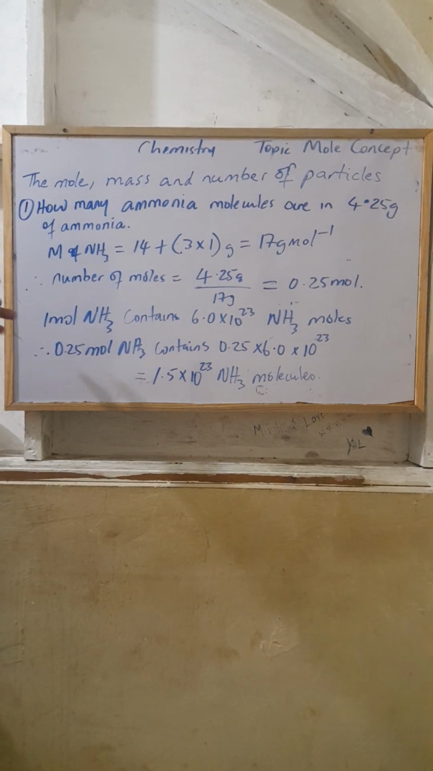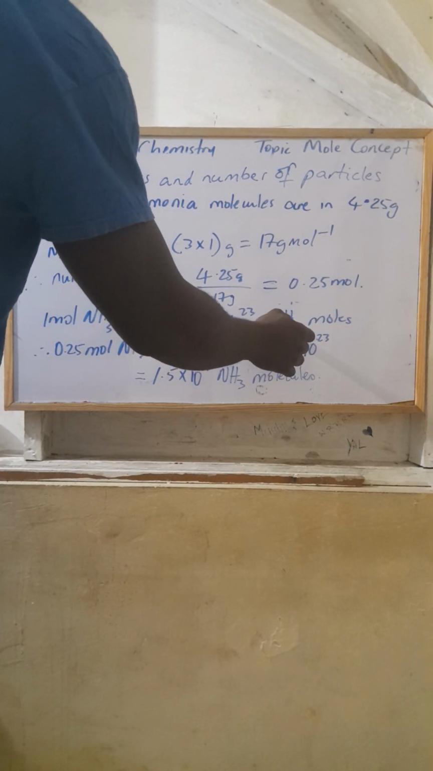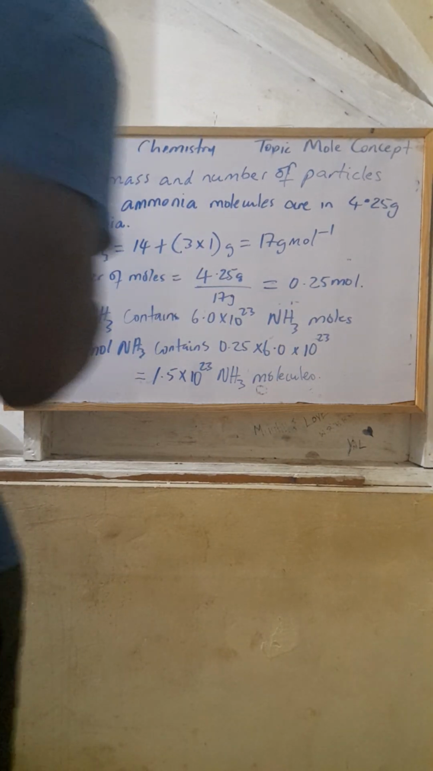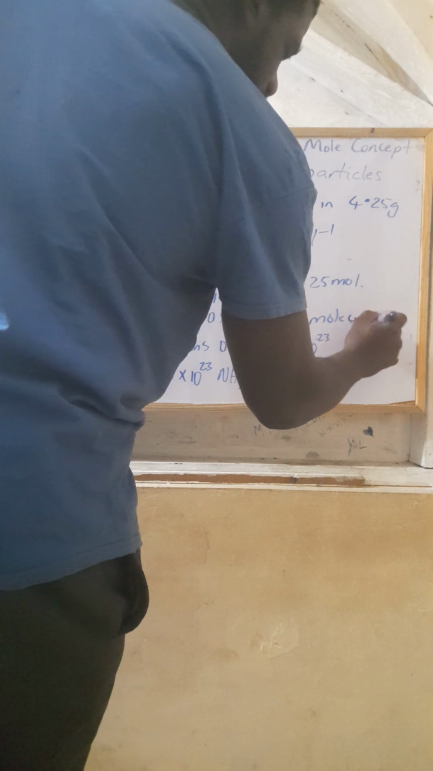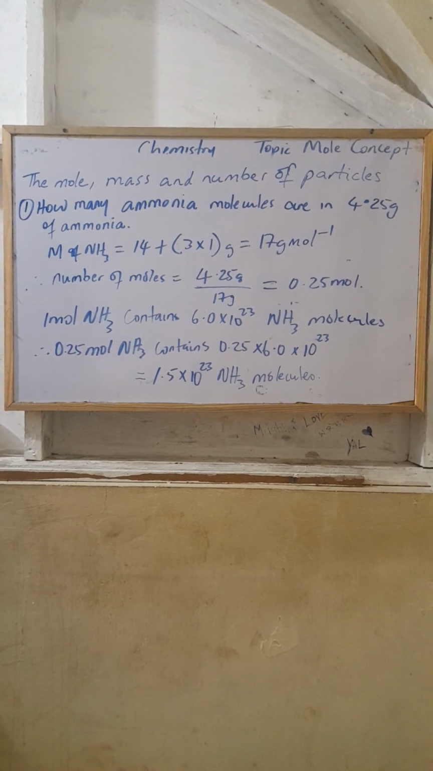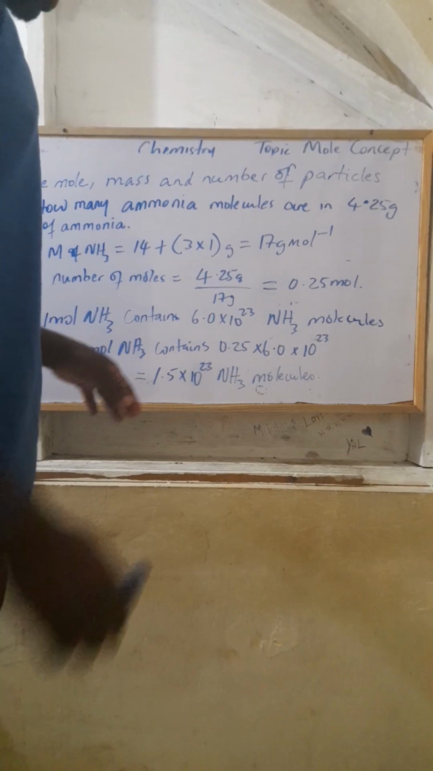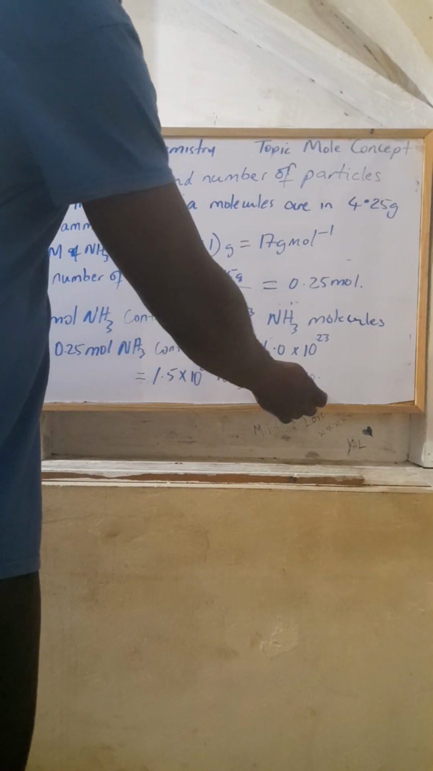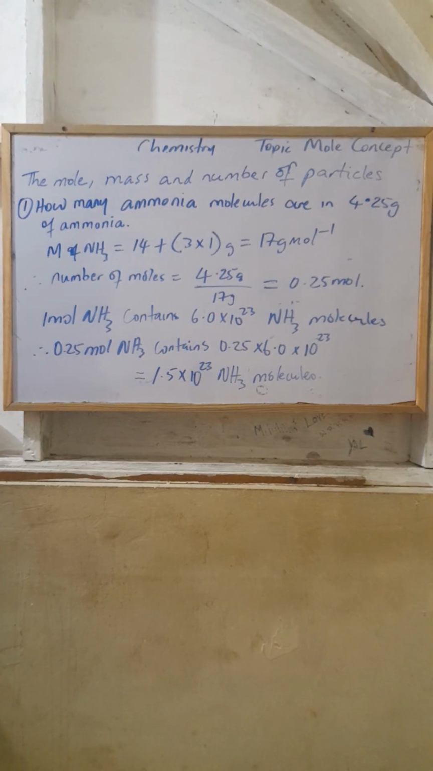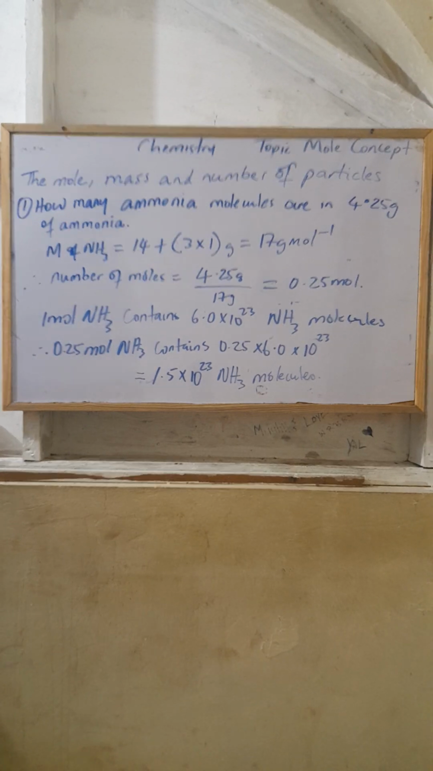We also know that 1 mole of ammonia contains 6.0 times 10 to the 23 NH3 molecules, or number of particles. Therefore, 0.25 mole of NH3 contains 0.25 times 6.0 times 10 to the 23, and that would give us the number of particles that are present, which is 1.5 times 10 to the 23 ammonia molecules.